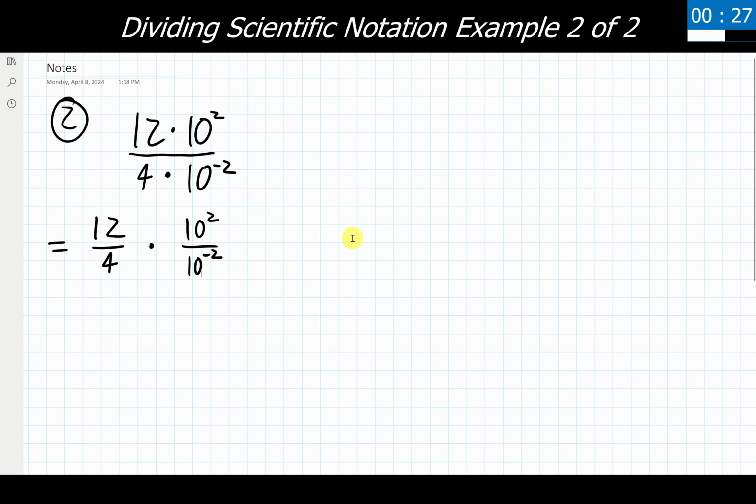in my final answer. So 12 divided by 4, that's going to give me 3. 10 to the 2nd divided by 10 to the negative 2nd is going to have me using the quotient rule. So I have 2 minus negative 2, which is the same as saying 2 plus 2, which means I'm going to have my final answer here of 3 times 10 to the positive 4th power.